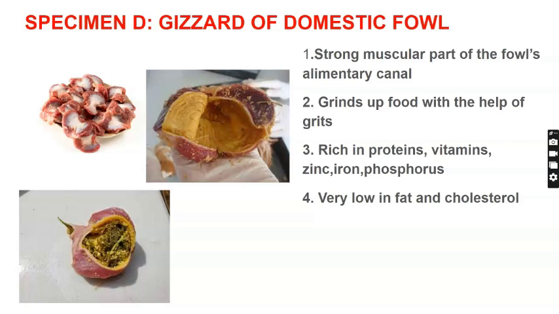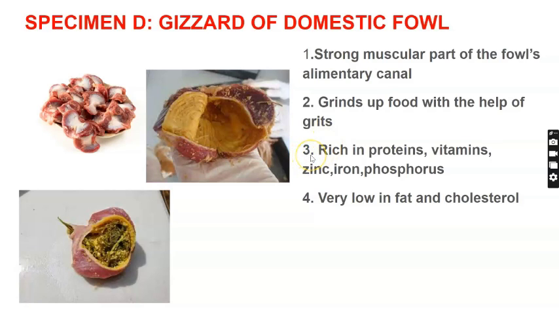Then it is a strong muscular part of the chicken's alimentary canal. We know that the domestic fowl do not have teeth for grinding the food that they eat, just like mammals and other animals. So it is the work of this gizzard to grind up or break up the food that the chicken has eaten with the help of the grits. The grit is the sand-like particles which the chicken also eats when they are eating.